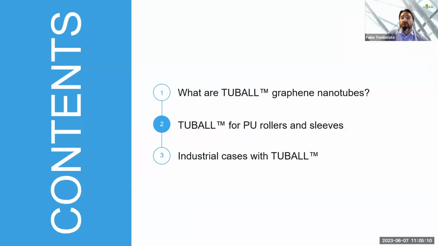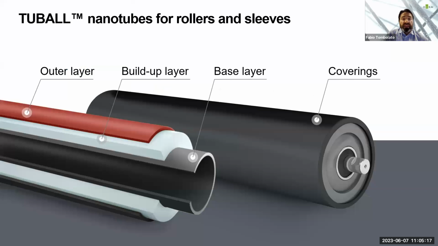And now let's focus on rollers and sleeves. In this slide, you see a typical sketch of a roller on the right, made by a thick layer of thermoset material, typically polyurethane, wrapped on a metal core cylinder. And the sketch of a typical sleeve on the left, made by 3 different layers: the base layer, the build-up layer and the outer layer.